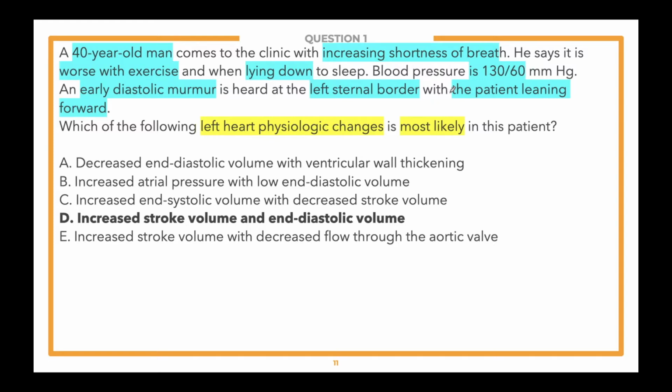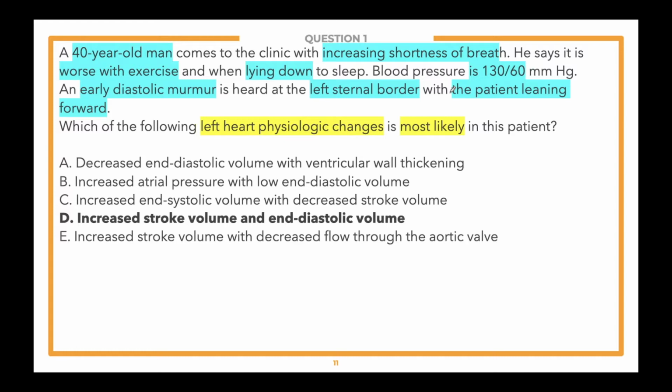Answer choice E would be talking about mitral regurgitation, okay? So the blood is going from the left ventricle both forward into the aorta, but also backward into the left atrium. And we're talking about a different murmur here. Answer choice C, this would be talking about aortic stenosis. So not as much blood is being pumped out by the ventricle during systole because it's pumping against a stenotic aortic valve.